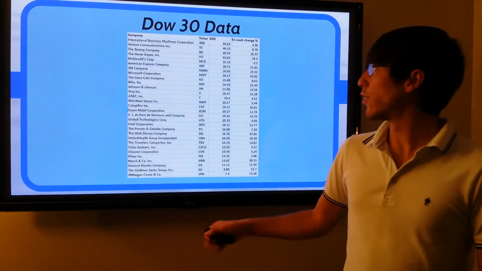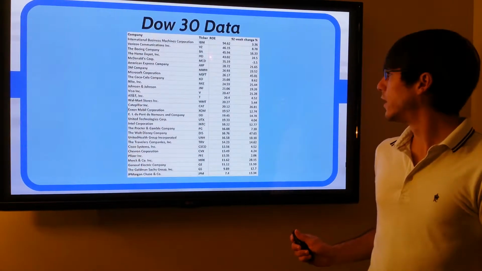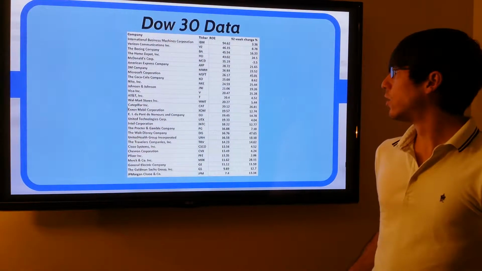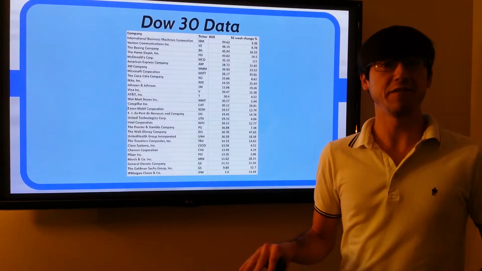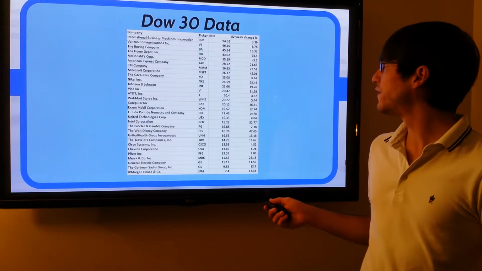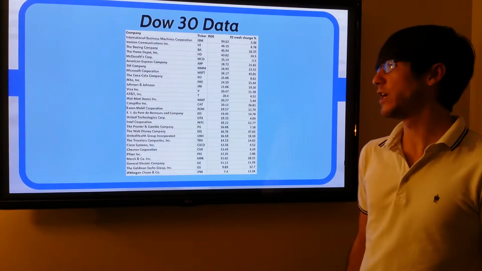This is a list of the Dow 30. What I did is, as I said, I took the ROE and sorted it from high to low, and initially I just did a straight split half and half, the top 15 and the bottom 15, and I wanted to see if that had any correlation to the 52-week percentage change in stock price.